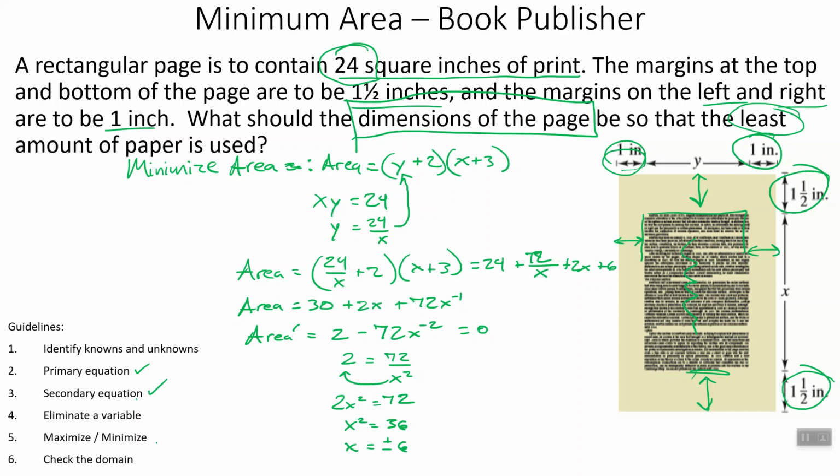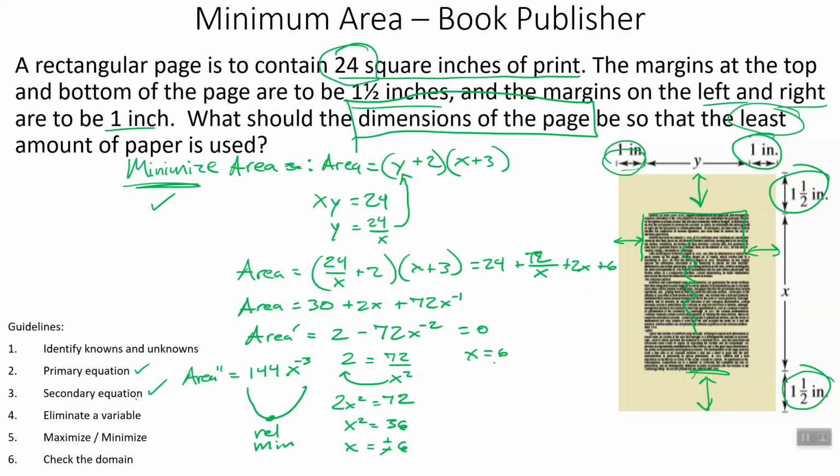Now here's where our domain comes in. Negative 6 does not make sense. We got a length. So it looks like x equals 6. We could probably check our second derivative just to make sure. Area double prime is, the derivative of 2 is 0. Bring down a negative 2 here, we get 144x to the negative 3. If we plug in 6 there, it's going to be positive, which means we are concave up, which means we are at a relative minimum, and we were trying to minimize, so that works.